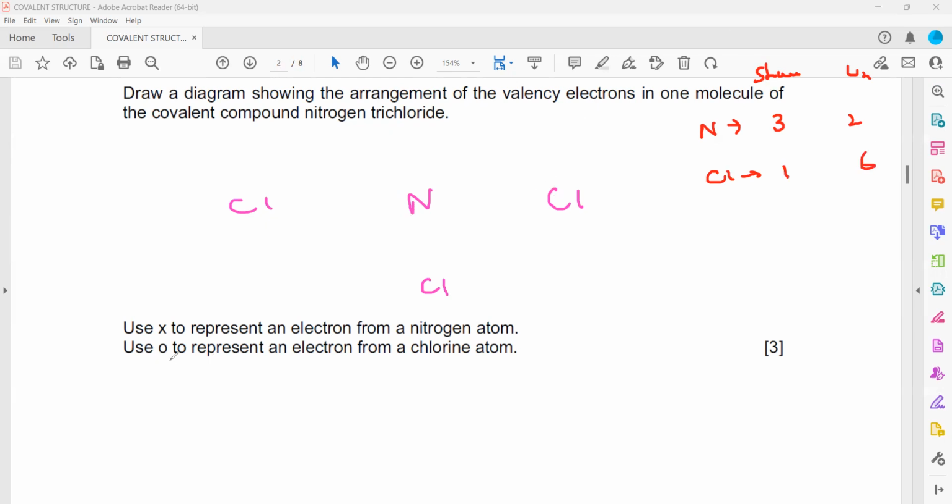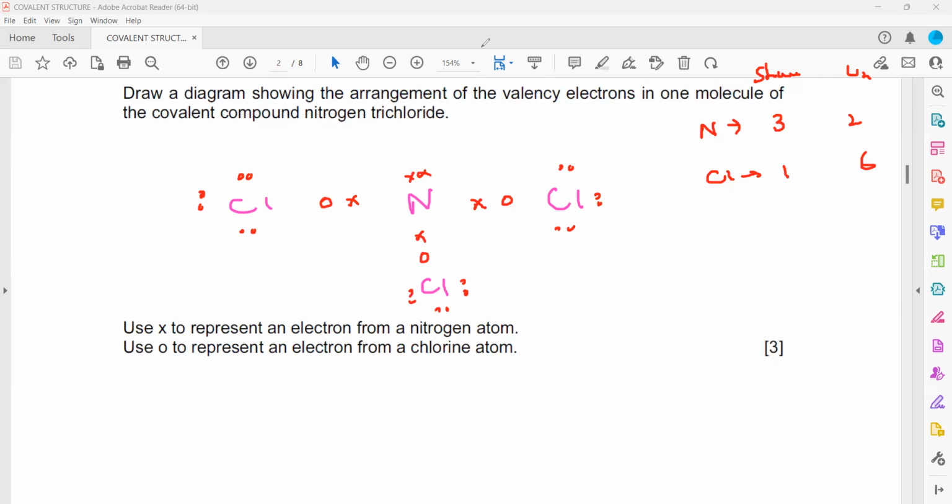We have to use a circle for the chlorine. When one chlorine shares 1 from that side, nitrogen shares 1 from there. Same for each chlorine: chlorine shares 1, nitrogen shares 1. The unshared electrons are 2 for nitrogen, and each chlorine has 6 unshared.